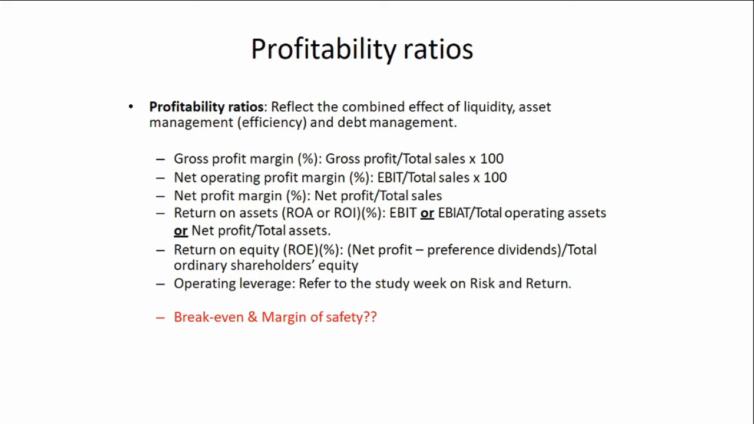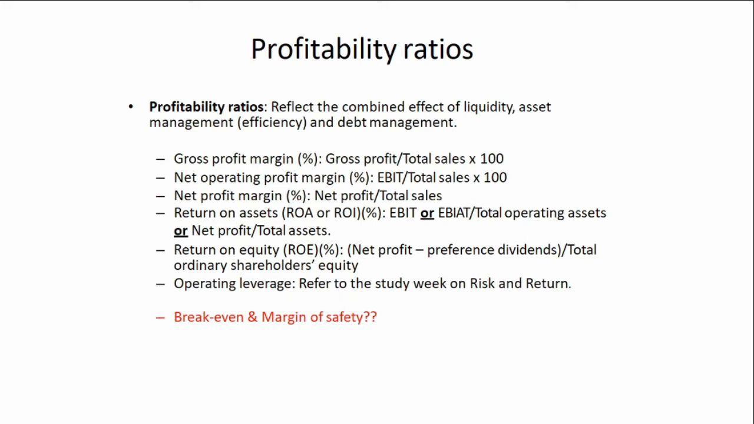So if we want to assess the return on shareholders' funds, we can calculate our return on equity ratio. So this is calculated by taking your net profit attributable to ordinary shareholders' equity, which means you'll have to minus any preference dividends, if you have any, divided by our total ordinary shareholders' equity.